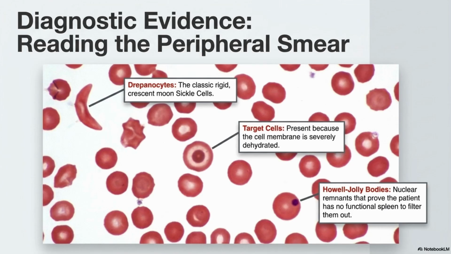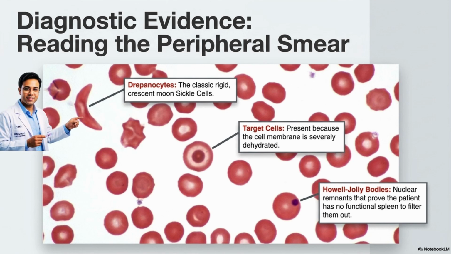How do we find the diagnostic evidence? By reading the peripheral smear. You will see 3 classic findings. First, drepanocytes, the classic rigid crescent moon sickle cells.